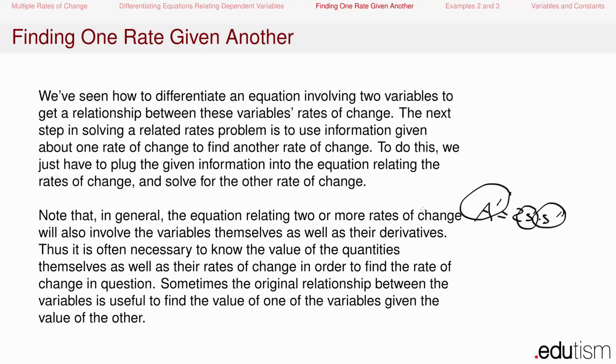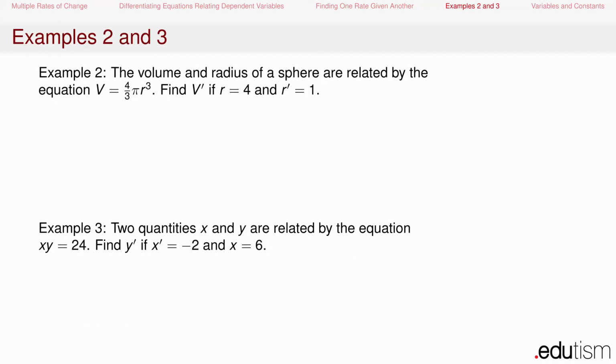Now sometimes you might not be given s. Sometimes you might be given a, for example. But because we had the original equation, a equals s squared, we could use a to find s, and then plug that s into this equation. So sometimes the original relationship between the variables is useful to find the value of one of the variables given the value of the other. So let's see some examples of this.